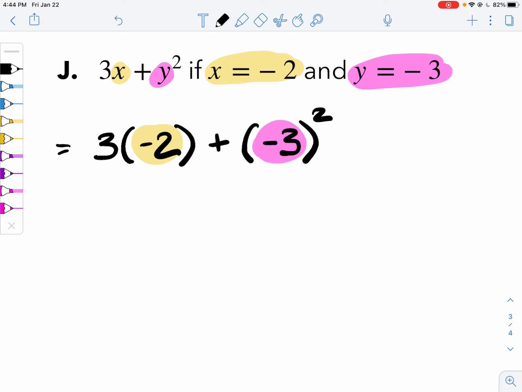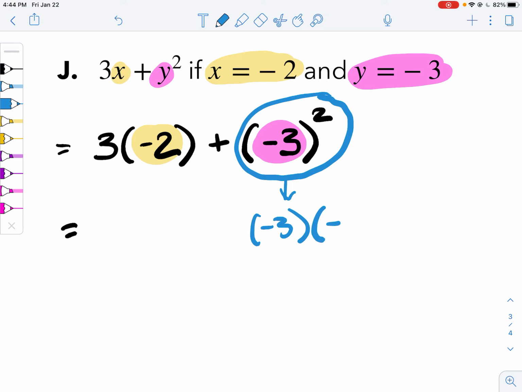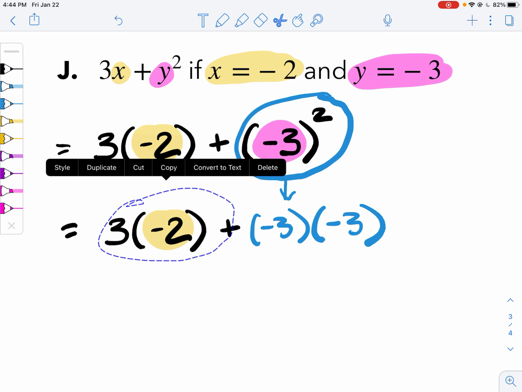And now we need to do parentheses. Well, that's done first. Okay, PEMDAS. Exponents. Oh, we got an exponent right here. We need to do this exponent first. So that's the same thing as -3 times -3. Notice it's not -3 squared. It's -3 times itself, like that.